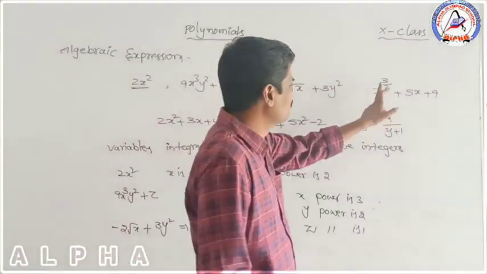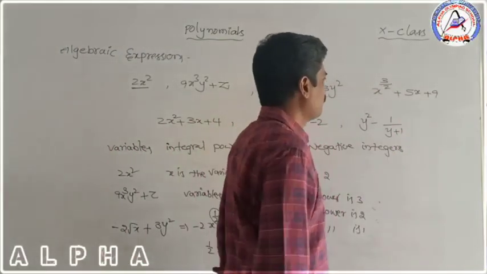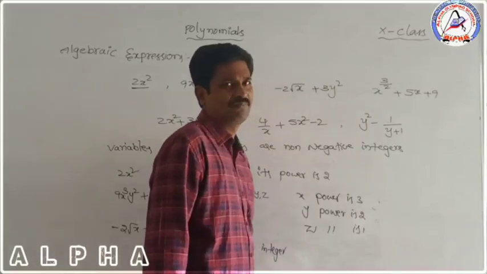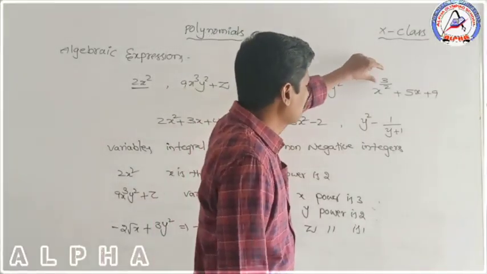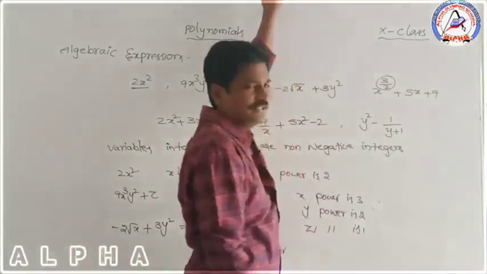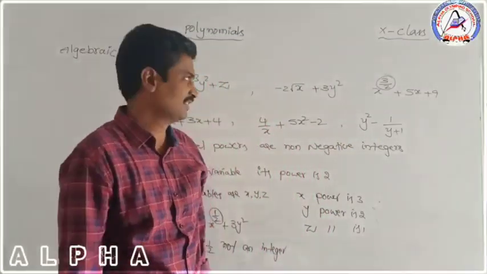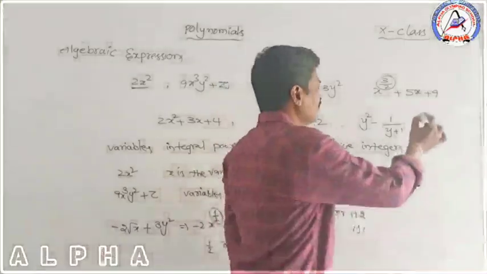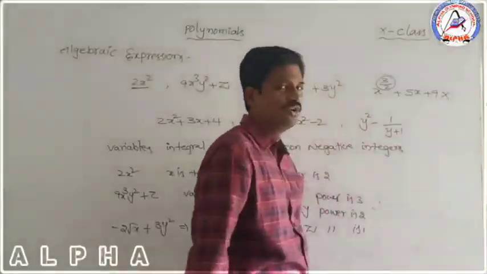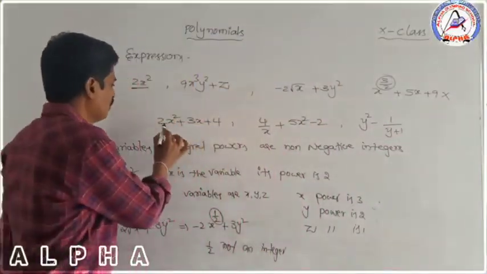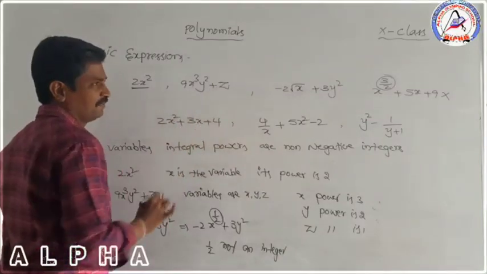Here is another one I am observing: x power 3 by 2 plus 5x plus 9. Yes, x's power is 3 by 2, and 3 by 2 is not an integer. So this is also not a polynomial. This is only an expression.